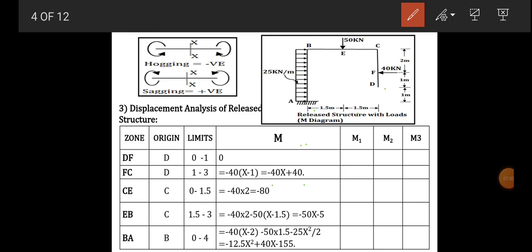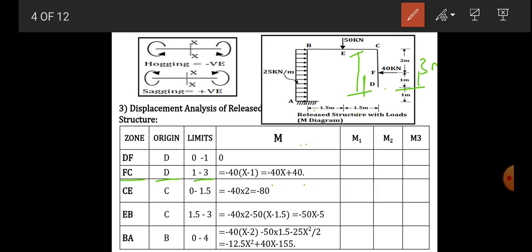Next zone is the FC zone. Let's consider origin D. For the limit, let's check the first letter F of the zone FC, how far away from the origin D. It is 1 meter away from the origin D, so the lower limit is 1. The second letter in zone FC is C. How far is C from the origin D? It is the length of the column, 3 meters away. So the upper limit is 3.